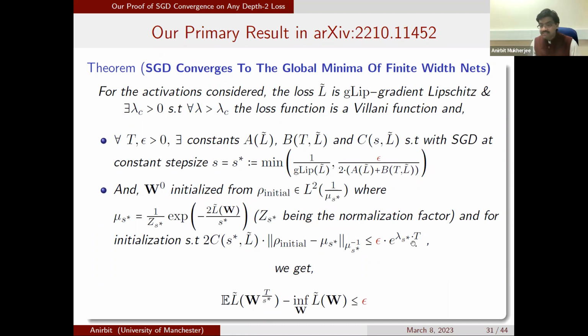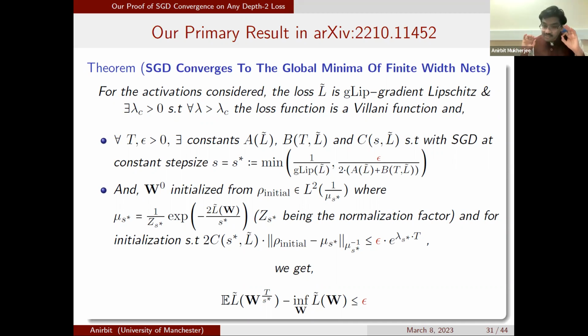And this ball goes exponentially large in the time horizon parameter t. So basically we can specify a ball around the Gibbs measure in the space of probability distributions, such that if you initialize from a distribution anywhere in the ball, then we can get expected loss at t by s star to be epsilon close to the global minima, the global infimum of the loss.